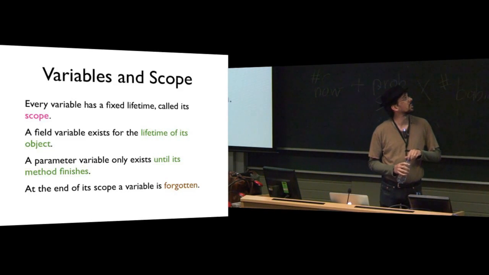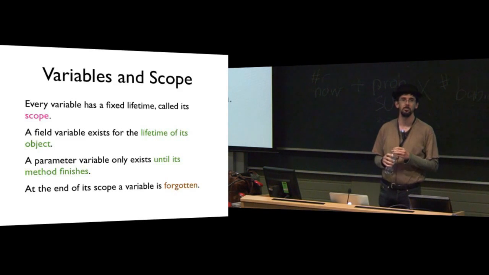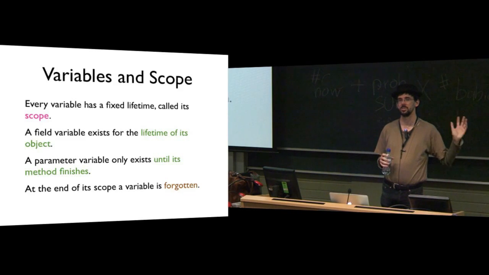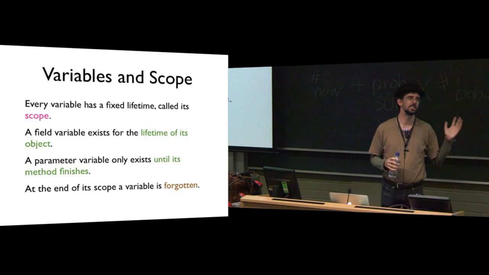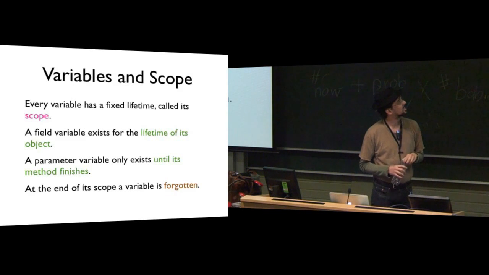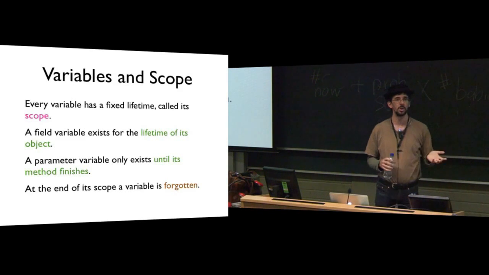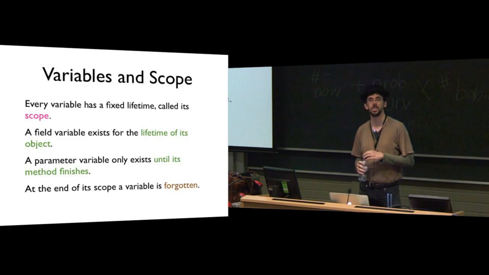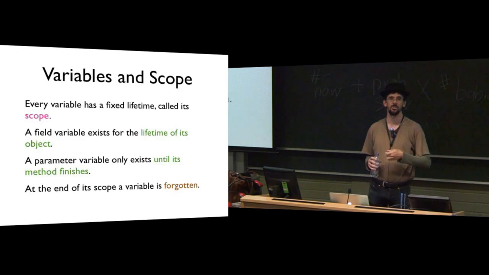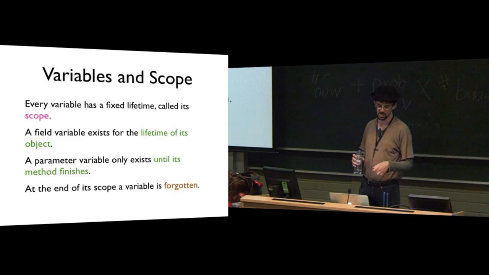One of the important things about variables is that every variable has a fixed lifetime. So a variable is a box for storing a piece of information, but it only has a fixed lifetime. It's only around for as long as you need it, essentially. And this lifetime is what we call its scope. And so a field variable exists as long as the object that it's part of exists. So a field variable can exist for a long time, essentially.